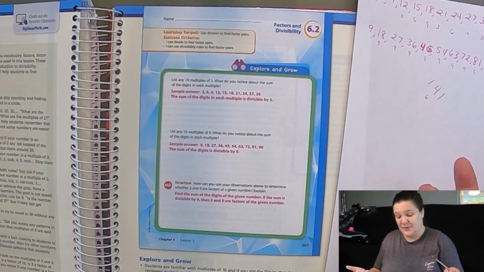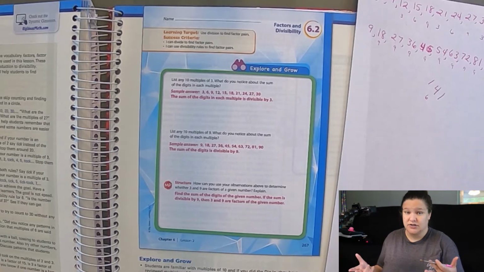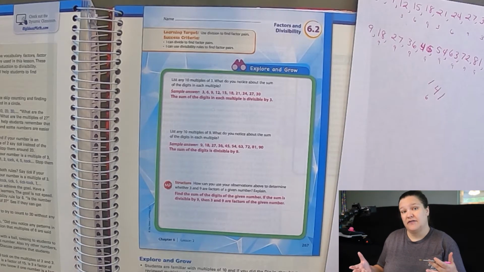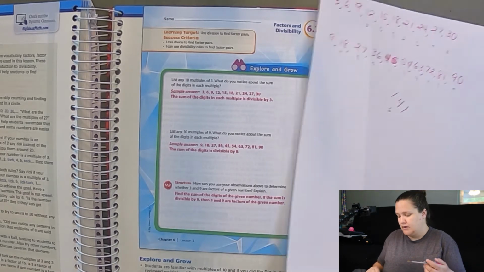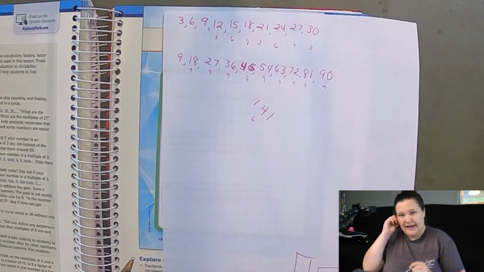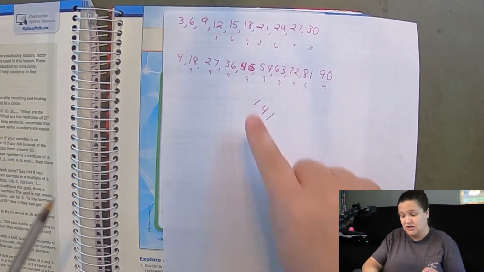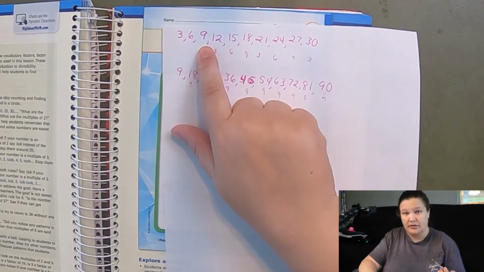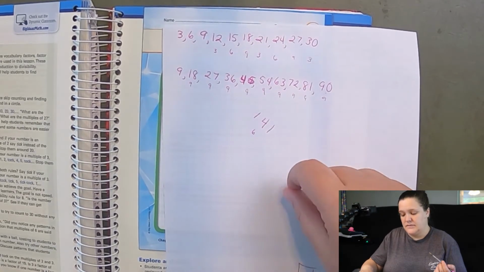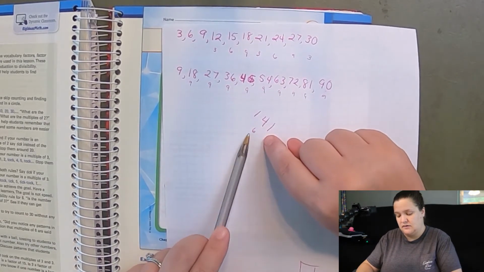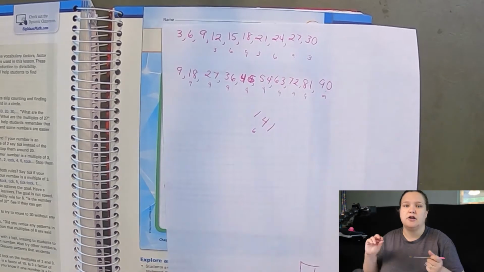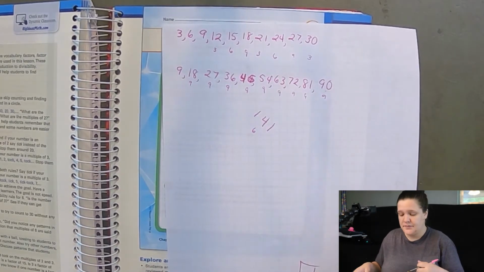If the sum is divisible by 9, then 3 and 9 are both factors. If the sum is divisible by 3, then 3 is a factor. So if you add it up and it's divisible by 9, then 3 is also a factor, right? Because 9 is divisible by 3. If you add it up and it's 3 or 6, then 3 is a factor, but 9 is not.